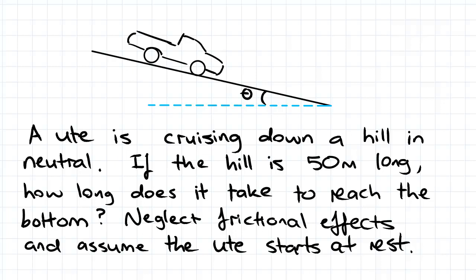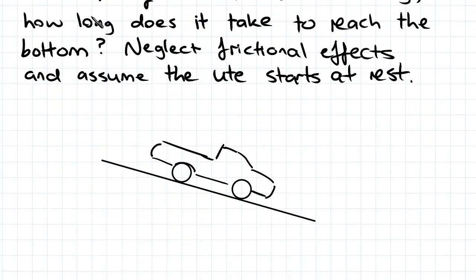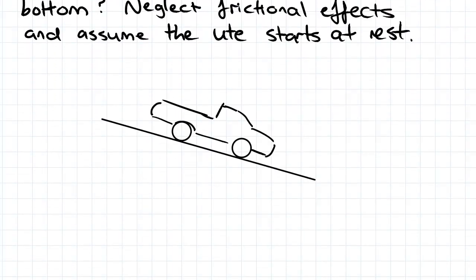So first we need to resolve forces acting on the ute in the x and y directions. So we know our weight acts through the center of gravity, so that's our weight equals mg. Our friction is up, and that's our normal. Of course, friction is 0 in this example. We don't need to consider that. So we've got our weight downwards.